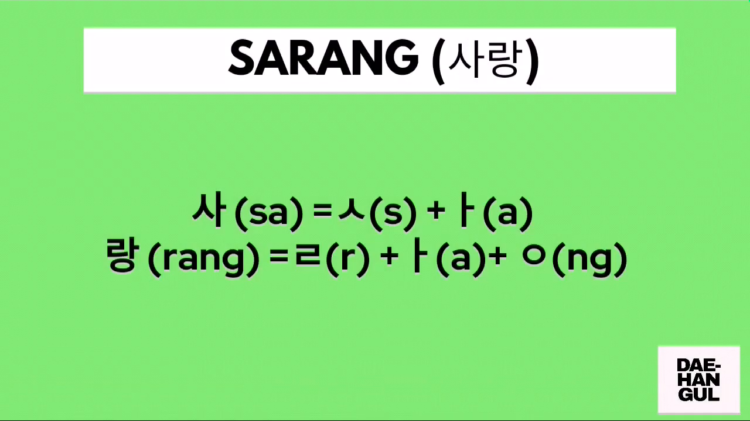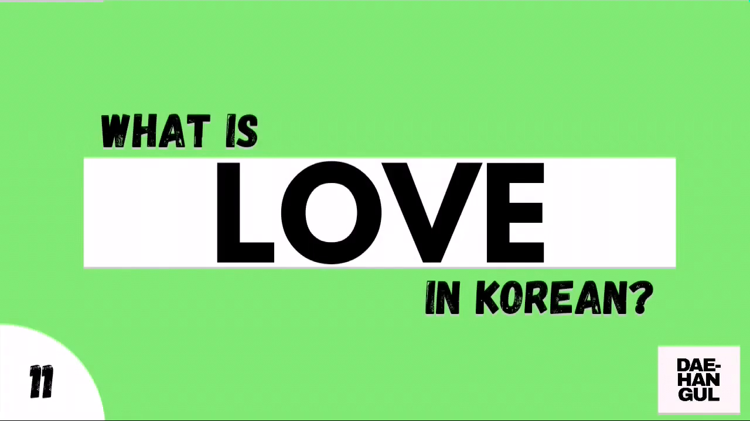How is sarang written in Hangul? Let's start with the first syllable. To be able to write the syllable sa, we need to draw first a siyat character followed by an a character. For the second syllable rang, we need to draw first a real character followed by an a character followed by an iyang character. Then we just have to combine the two syllables to form the Hangul of sarang. And with that, you already know what is love in Korean.